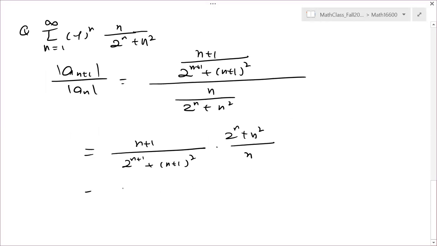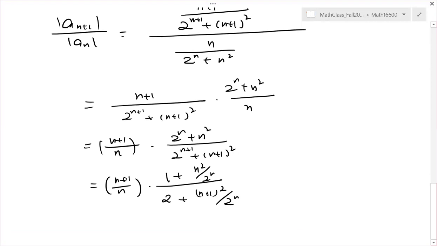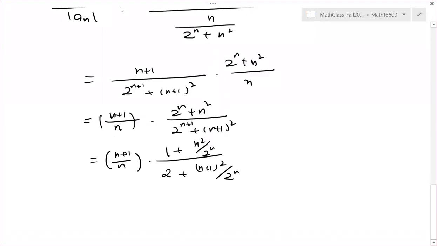So n plus 1 over n, that is one part. And then I have 2 to the n plus n squared over 2 to the n plus 1 plus n plus 1 squared. So I'm going to take 2 to the n out from each of them, okay? If you take 2 to the n out, the denominator is going to be 1 plus n squared over 2 to the n, right? And this one will be 2 plus n plus 1 squared over 2 to the n. And clearly, this goes to 1 over 2, 1 plus 0 over 2 plus 0, which is 1 half.